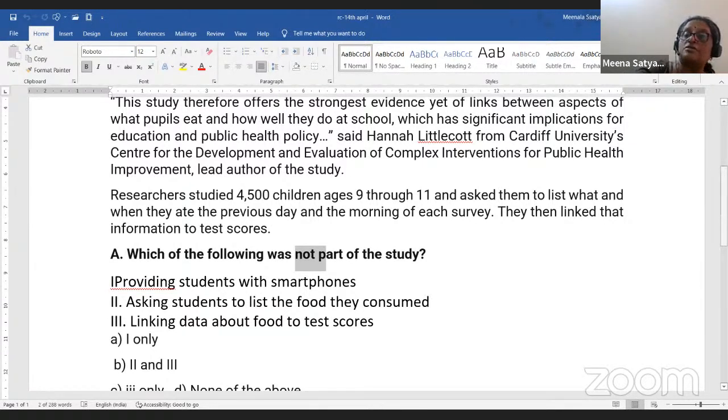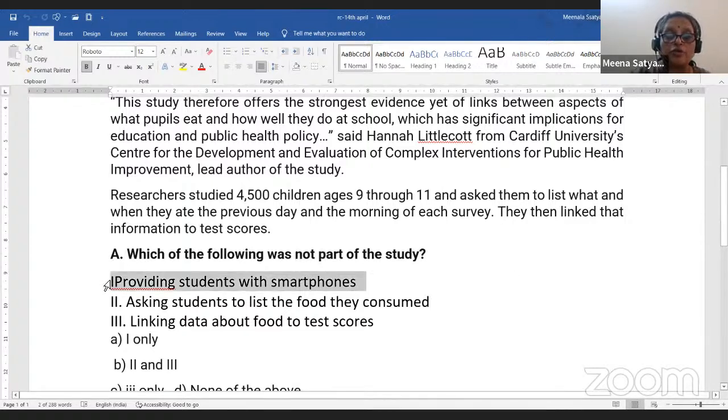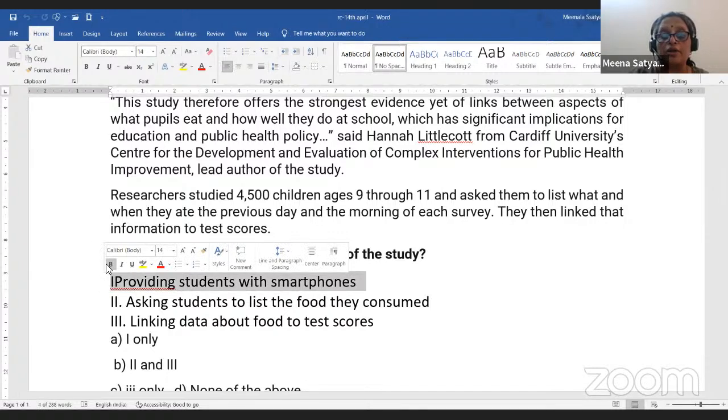Yes, that's the last sentence of the paragraph. Linking data about food to test scores? Yes. Then they link the information to the test scores. So which of the following was not a part of the study is nothing but A, providing students with smartphones.